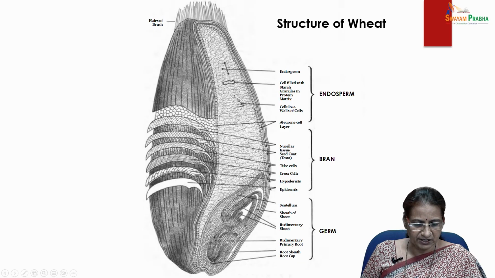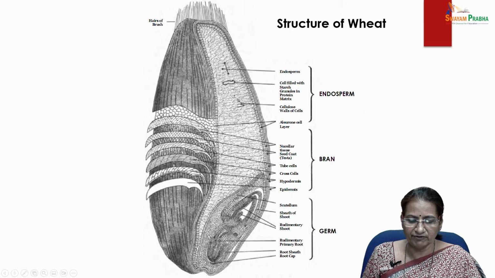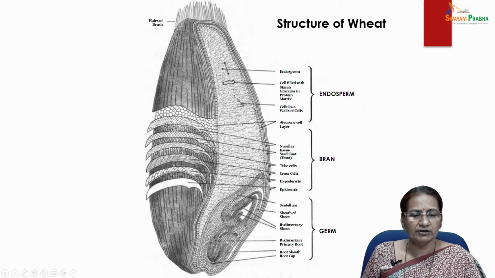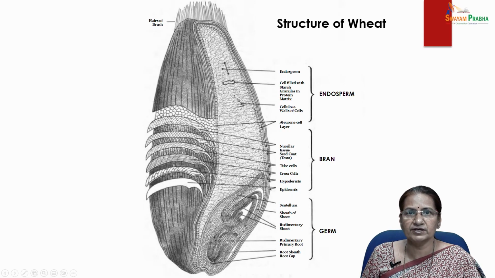Then the lower part of this grain from here is known as the germ of the grain. Now, between this germ and endosperm, you will find a scutellum layer. This is the scutellum layer. And then the sheath of shoot, then rudimentary primary shoot and shoot sheath and root cap. So, all this constitutes the portion of wheat that is known as wheat germ. So, wheat is made up of bran, endosperm and germ. And on the top of the wheat grain there are hairs of brush.